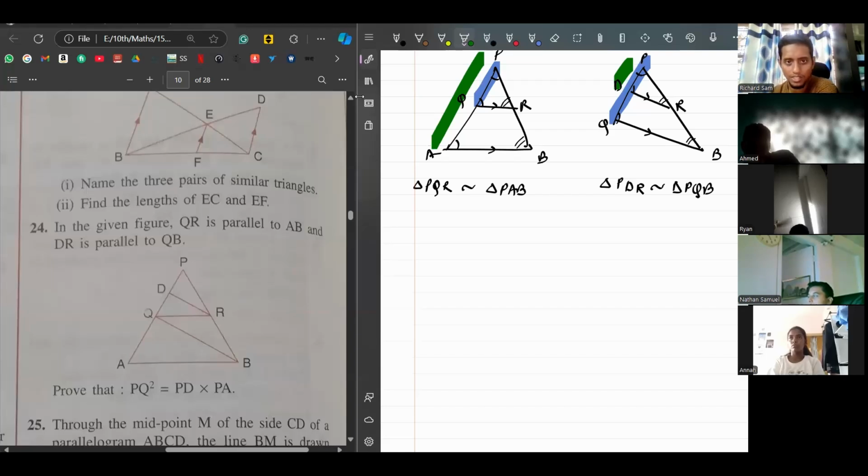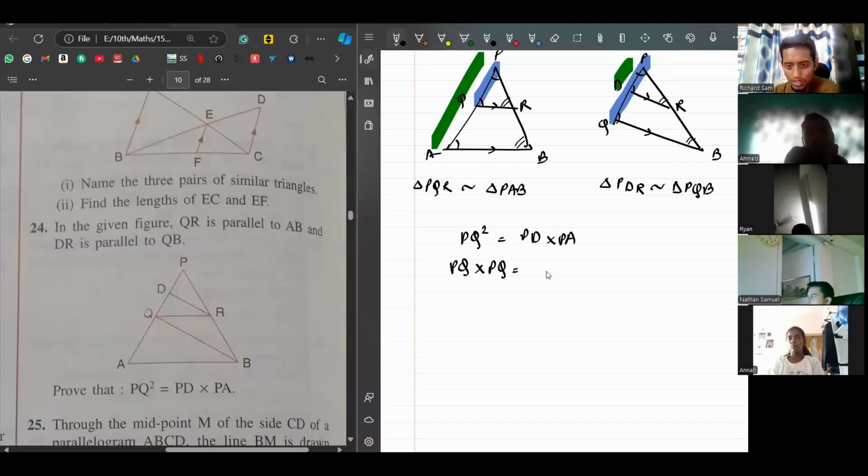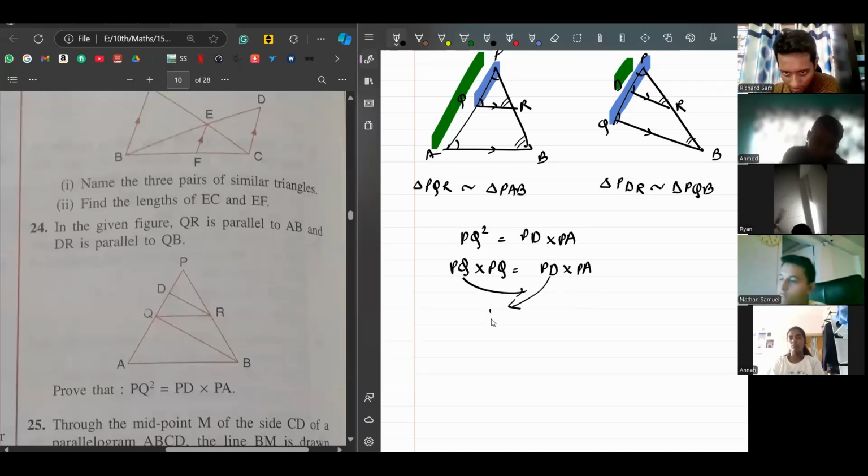Now, let's see what they're asking to prove. They're asking to prove that PQ square is equal to PD into PA. Let's simplify this and it should become PQ into PQ is equal to PD into PA. We're just simplifying so that we know what we have to solve. If we take PQ on one side and PD on the other side, we'll get PQ upon PD is equal to, on the right side, PA upon PQ. Now let's see if this makes any sense.